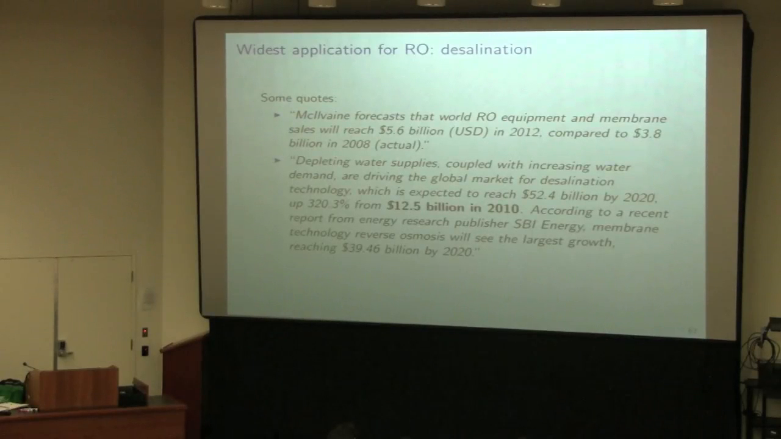Another prediction here was for 2020. The market size was expected to reach $52 billion for global desalination, by all means of desalination. But then the membrane technology reverse osmosis would see the largest growth, reaching $40 billion. So $40 billion of the $50 billion that's spent on desalination will be due to reverse osmosis and membranes.